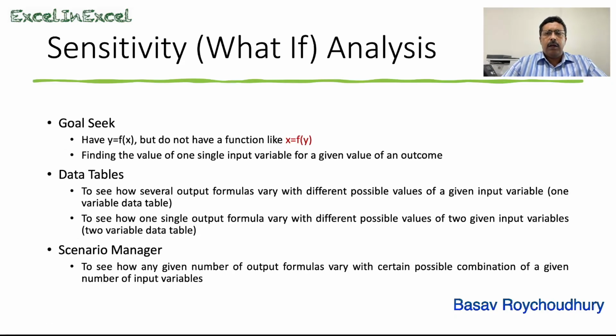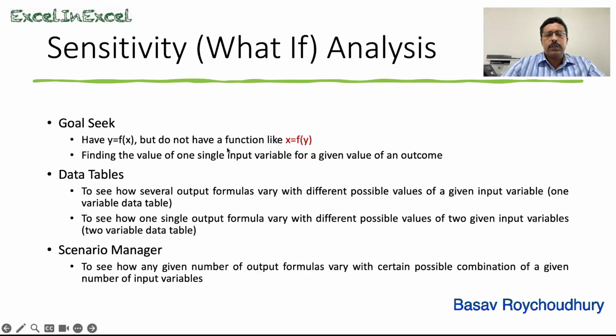In goal seek, when do we use goal seek? When we have a function, like if we know the value of x, we can find out the value of y, but we don't have the corresponding function to find out the value of x when we know the value of y. Sometimes while this can be easy, the reverse one may not be so easy. In those sorts of cases, we use goal seek.